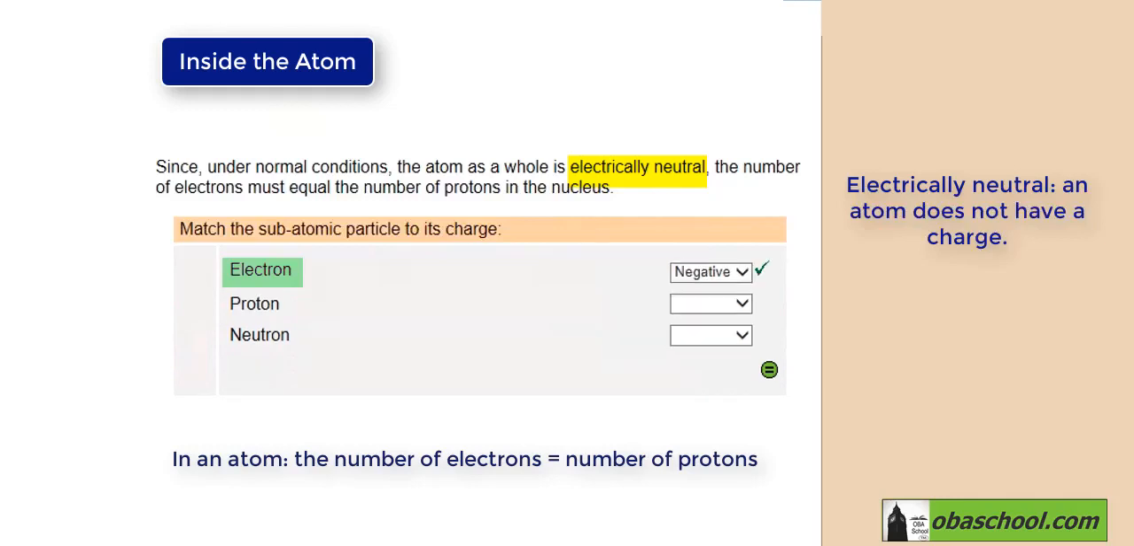That is correct. Electrons have a negative charge. Now what about protons? Are they negative, positive, or do they have no charge at all? Excellent. Protons are positive. They have a positive charge. So electrons are negative, protons are positive. What about neutrons? Correct. Neutrons have no charge. They are neutral. They are neither positive nor negative.